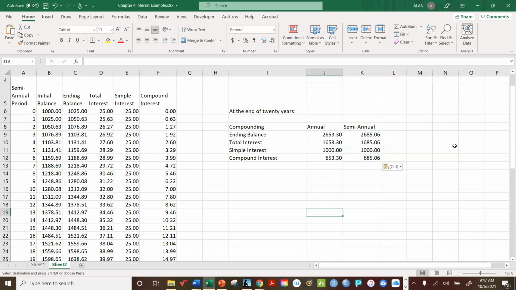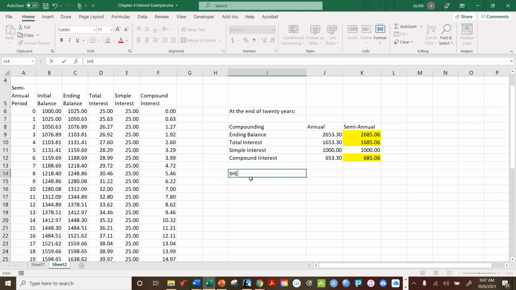okay, so what I want to draw your attention to is that the ending balance is higher. Let me highlight that. The total interest is higher, and the compound interest is higher. The simple interest won't change. So the ending balance is greater. The ending balance, total interest, and compound interest are greater with semi-annual compounding than annual compounding.